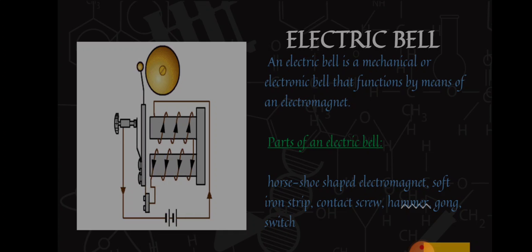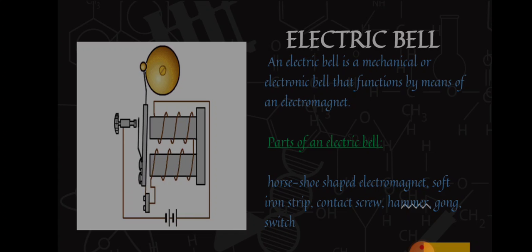Suppose in the exam it is asked to draw and explain the electric bell, it might be asked for 4 or 5 marks. At that time you have to draw the diagram with labels, and then write in this manner: first of all the definition of the electric bell, then how many parts there are in an electric bell, then how it works. Step by step you have to write it, so that you can easily understand.